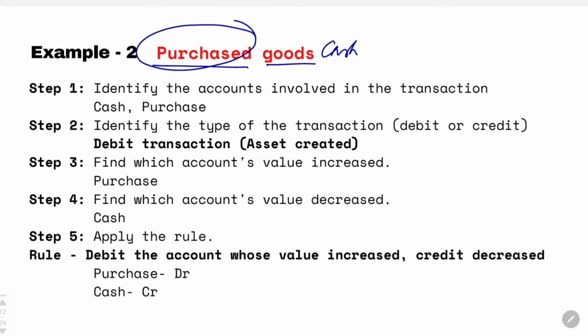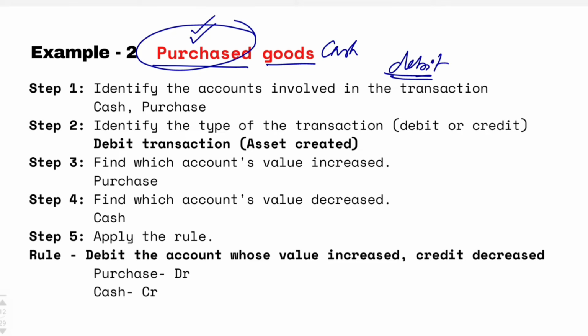Identified the two accounts. Now, what type of a transaction is this? This is a debit transaction. Why? Because when I'm purchasing goods with cash, my asset is increasing, right? Or you can think of it like my expense increased, right? I gave money out to purchase goods, and that purchasing got me assets. So this is a debit type of transaction. Which account's value increased? The purchase account, right? Our assets represented by purchase account value increased. Which account's value decreased? Naturally, cash account.